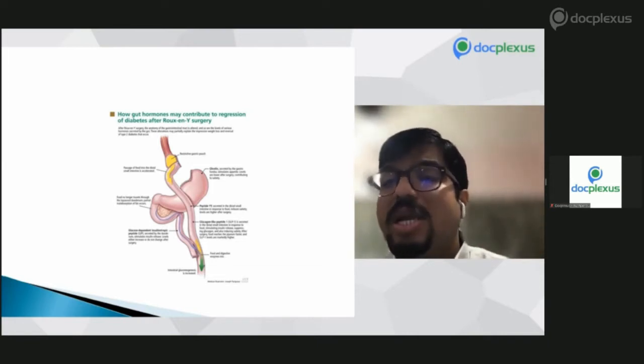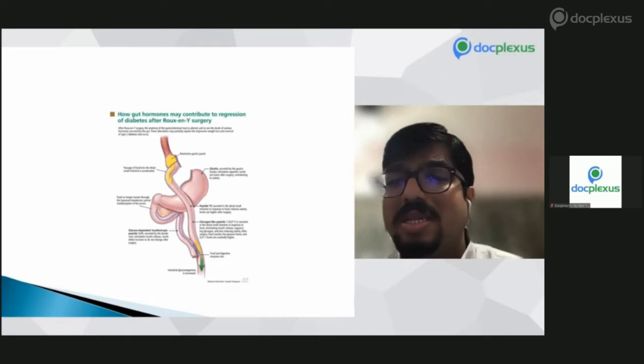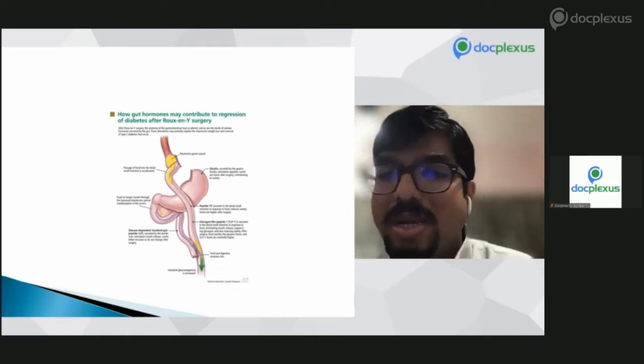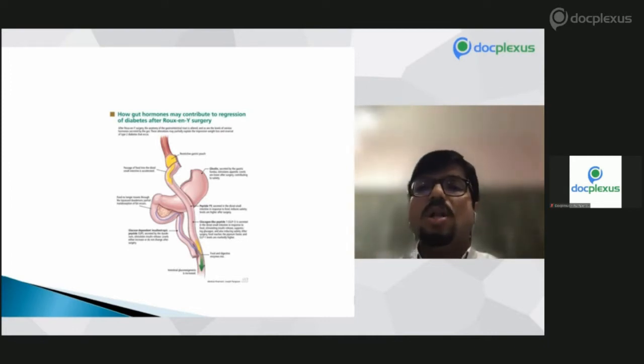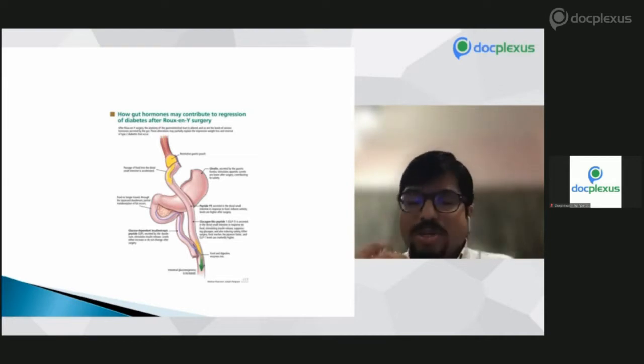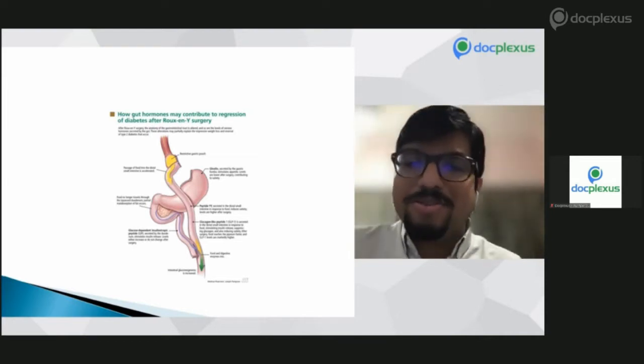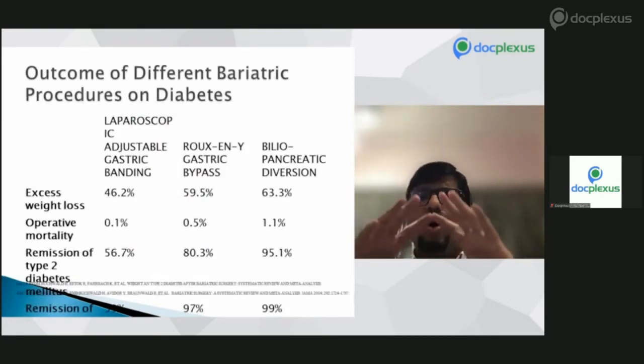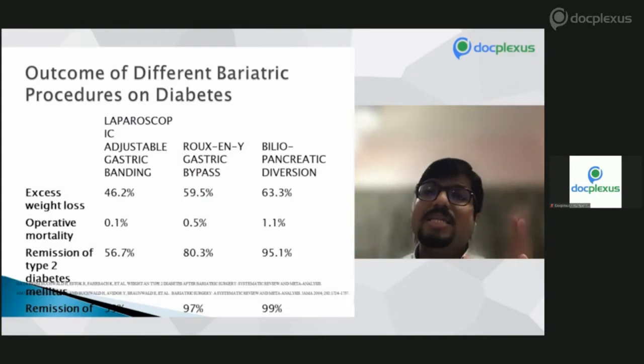And then eventually, the food and the digestive enzymes will get mixed downwards, and intestinal gluconeogenesis will be increased. So this, in all, is how our gut hormones contribute to weight loss, and also to diabetes reversal in a patient. So let's look at all three types of bariatric surgeries and their outcomes in diabetes patients.